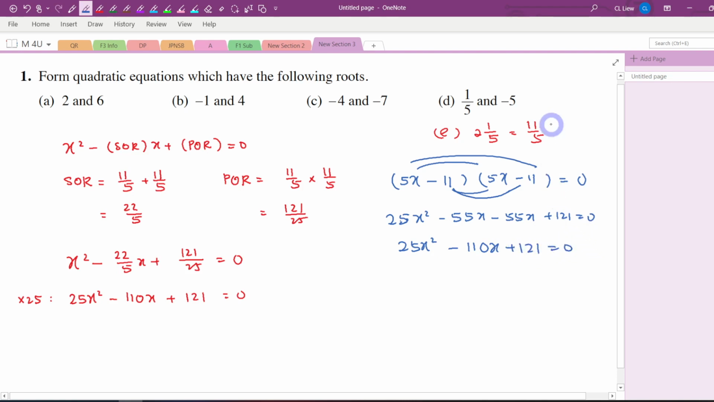Okay, so this is another way that we can form a quadratic equation when we are given the root of the quadratic equation. Okay, that's all for this video.